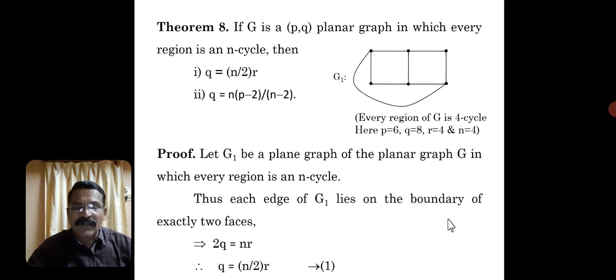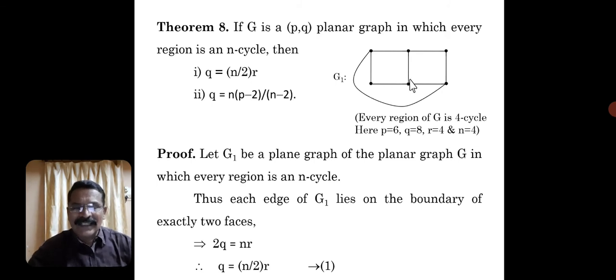Okay, so let G1 be a plane graph. Like this example, G1 is a plane graph here. Of course, it is a planar graph, but embedded in the plane, in which every region is an n cycle. Like in this graph, every face or every region is a 4 cycle. Thus each edge of G1, if you observe any edge, is on the boundary of exactly 2 faces. Of course, it's very obvious.